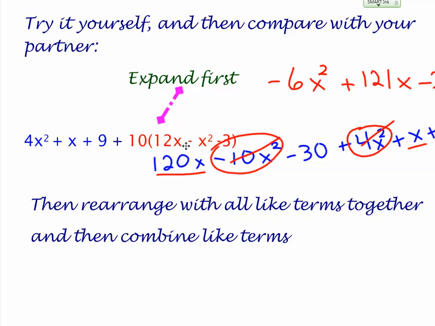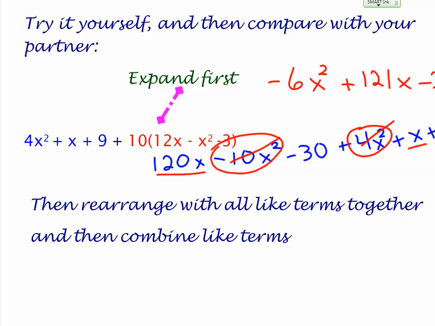And then we practice it again. So first you expand. So 10 times 12x is 120x. 10 times a negative x squared is negative 10x squared. 10 times negative 3 is negative 30. And then you had to put that together with your 4x squared, your x, and your 9.